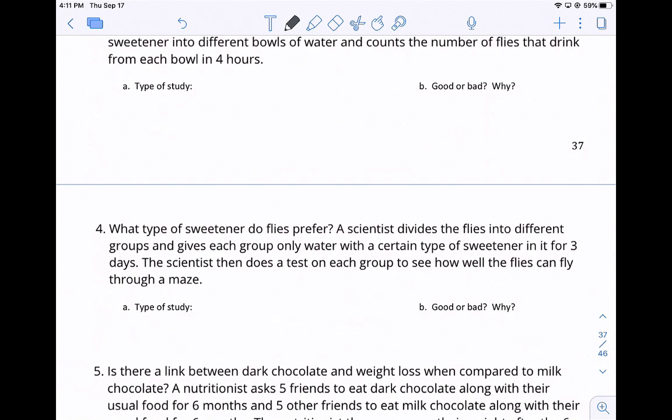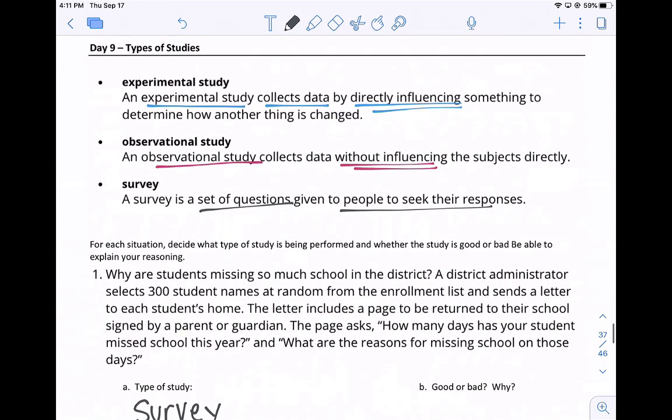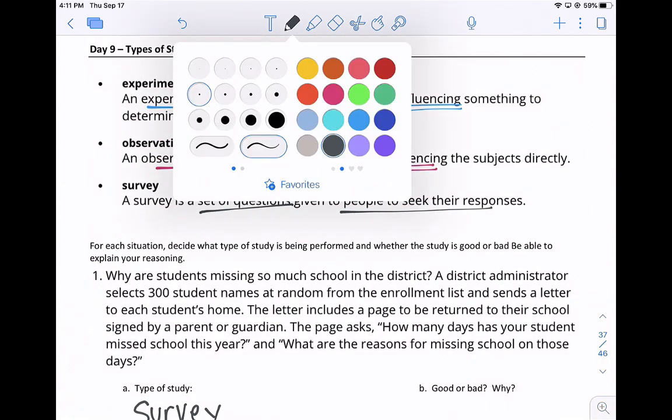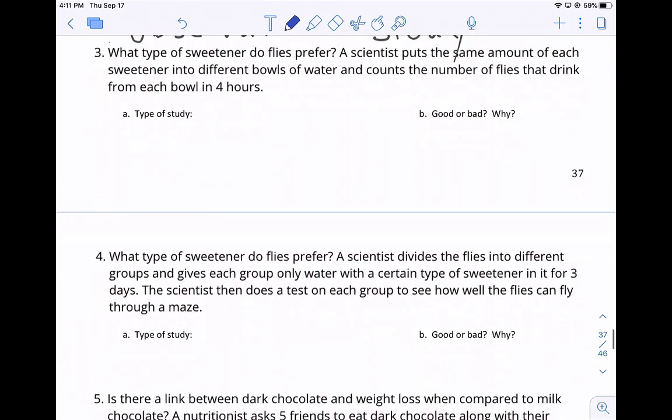Again, same question. A scientist divides the flies into different groups and gives each group only water with a certain type of sweetener in it for 3 days. The scientist then does a test on each group to see how well the flies can fly through a maze. So I would say for sure this is our experimental study because you're directly influencing what's happening here. So experimental study.